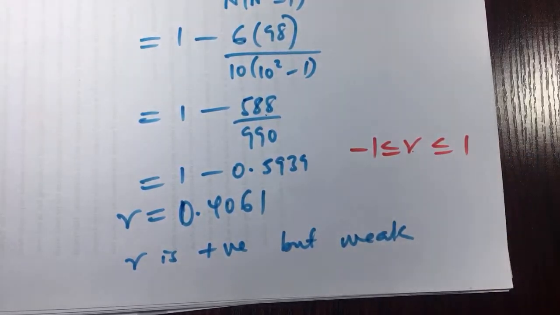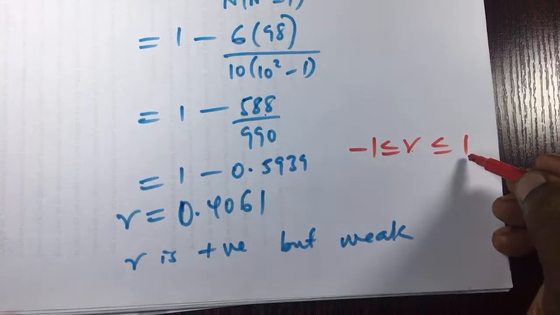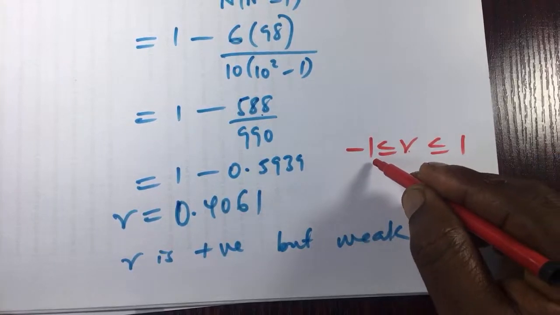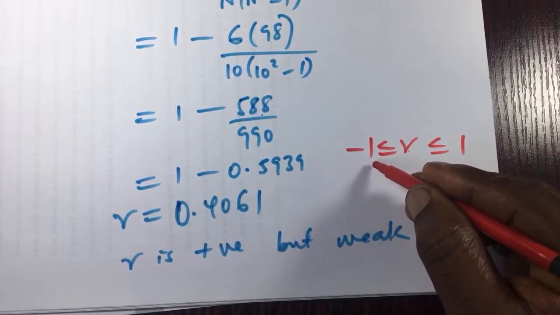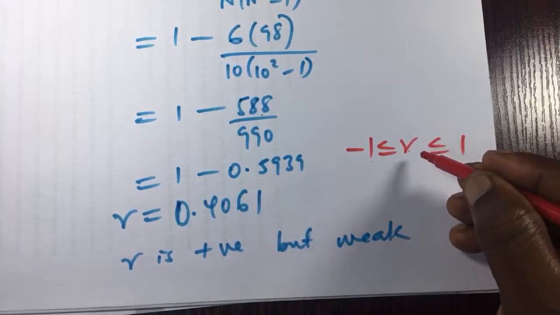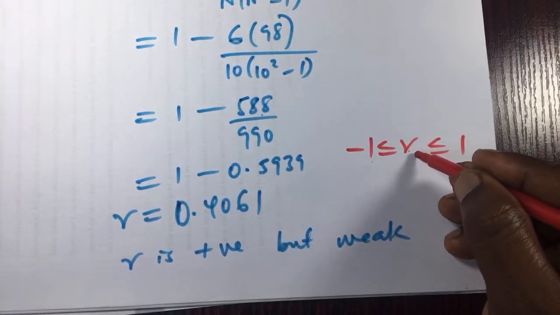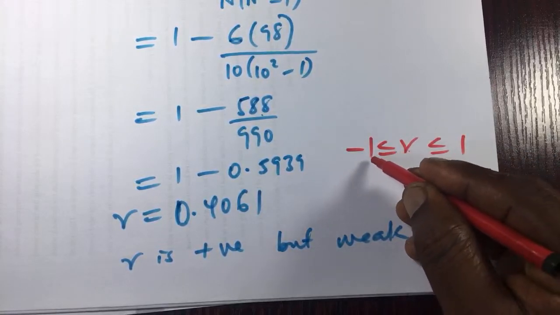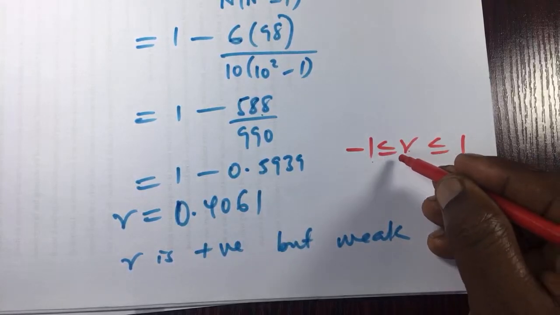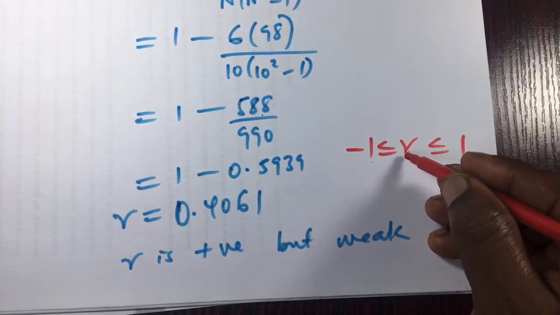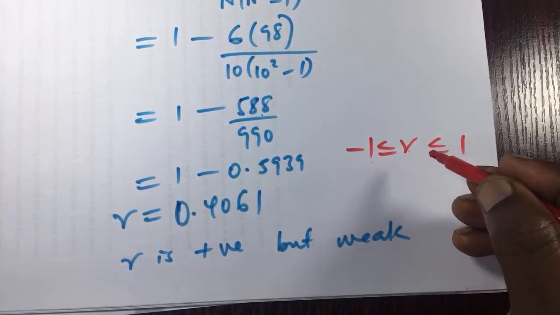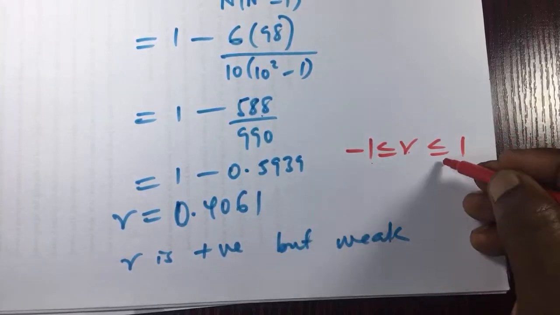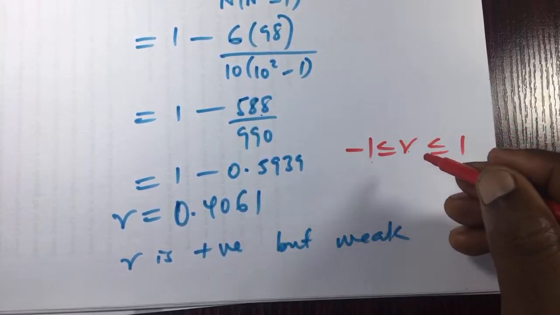But the difference between these two strengths is that when r is very close to positive 1, we say it is positive and strong. When r is very close to -1, we say it is negative but strong. But what you must know is this: if r is very close to 0, we say it is positive but weak. If r is very close to 0 from the negative axis, we say it is negative but weak. Okay, so r can be positive and strong, r can be negative and strong, r can be positive but weak, r can be negative but weak.